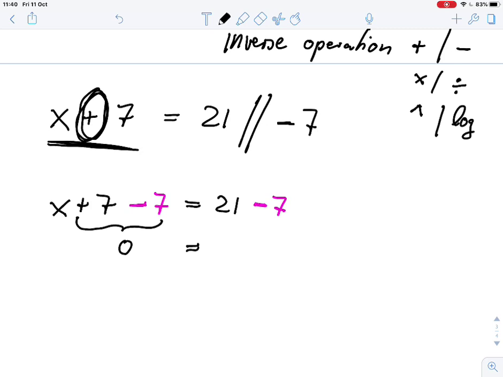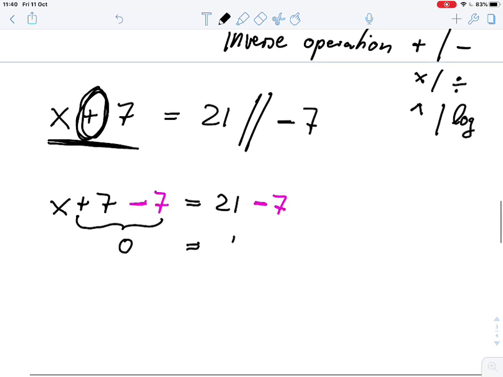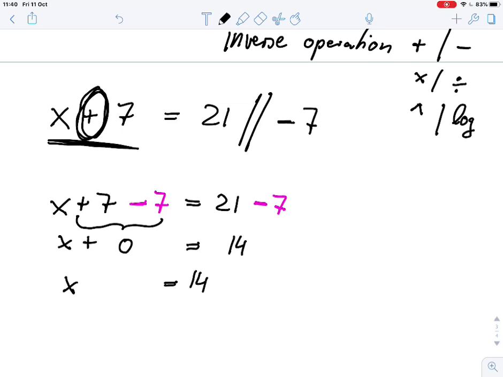And on the right-hand side, you have 21 minus 7. So you have x plus 0, and conventionally we don't write the 0 if it is a plus. So we just simply write x equals 14. And what you see, we have all the x on one side, all the non-x's on the other side. Simples. Life is good, right? You don't need to do anything else.